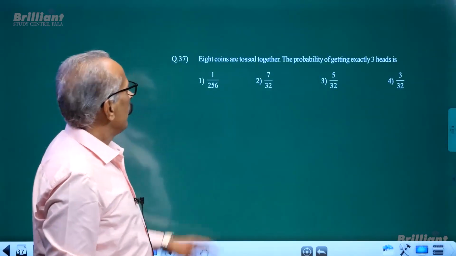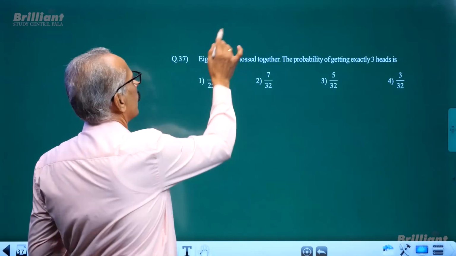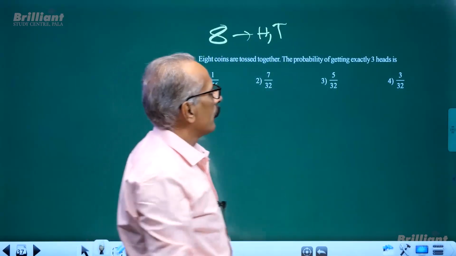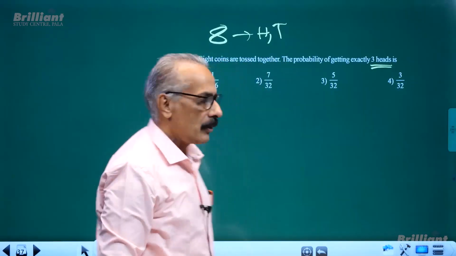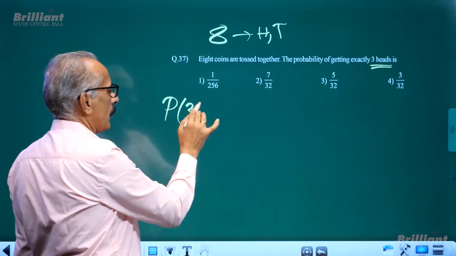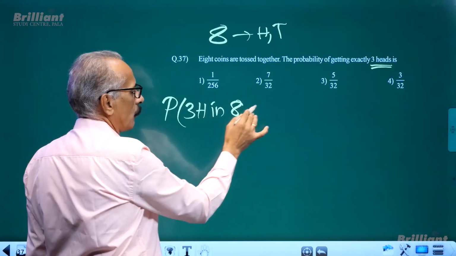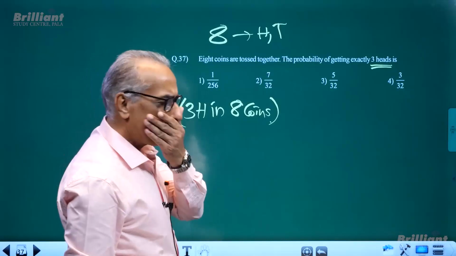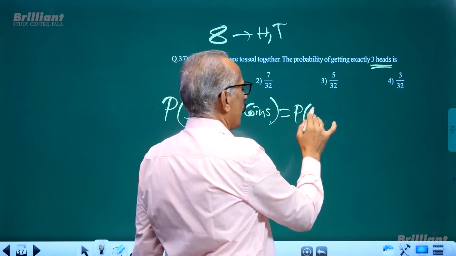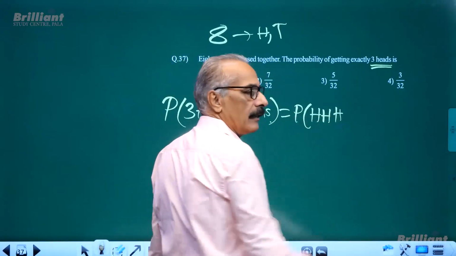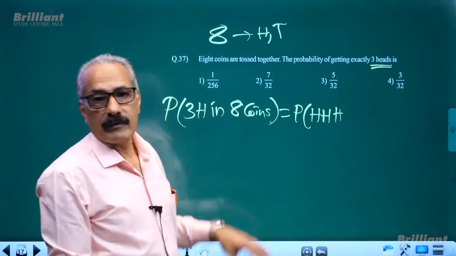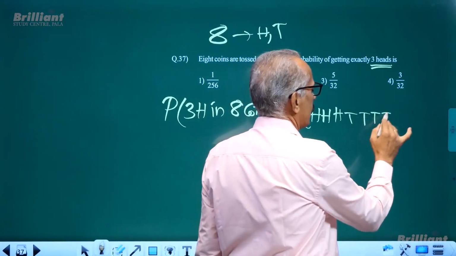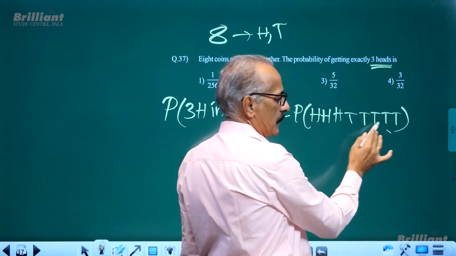Now again probability. 8 coins are tossed. 8 coins. Head, tail. Okay. Probability of getting 3 heads. So probability of 3 heads in 8 coins. 8 coins means 8 throws there then. Well, I'll write. This is equal to probability of head, 3 heads. Okay. Rest are all what? Tails. That means tail, and tail. Total 8. 3 plus 5.